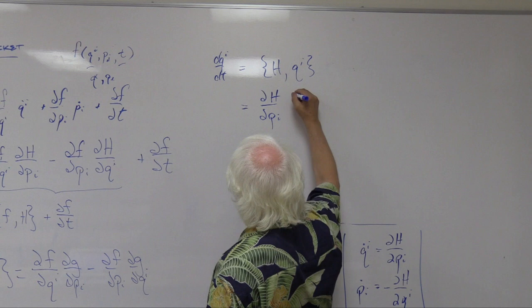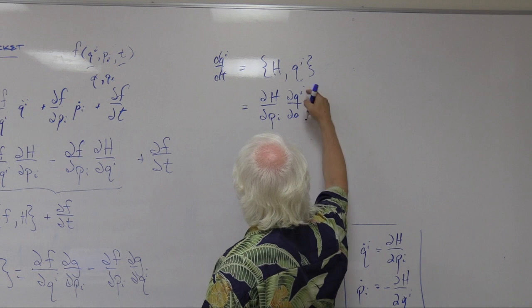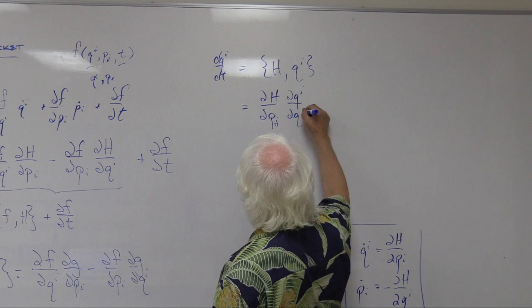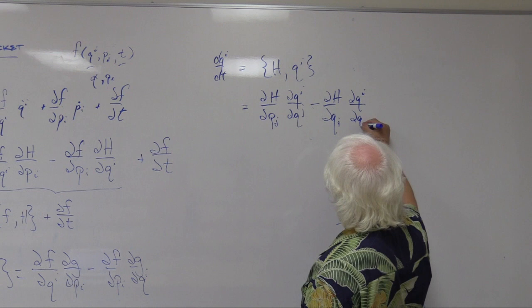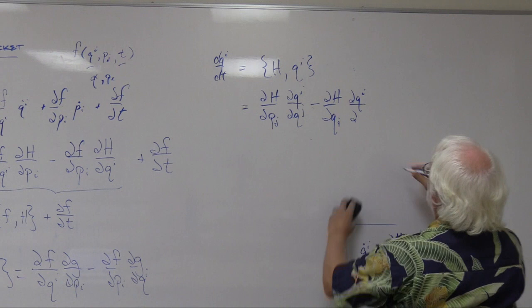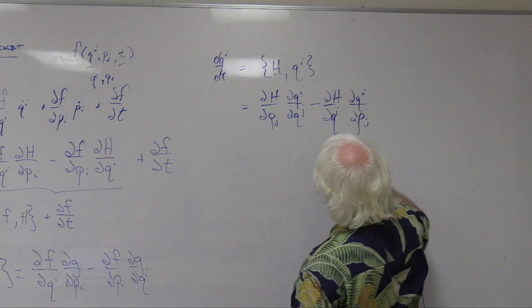Now we'll find out if this really worked. Partial of q_i with respect to q_j, minus partial H with respect to q_j, partial of q_i with respect to p_j. Sorry, p. We're on the p's now. Let's get our indices in the right position. Okay. Everybody with me here? Yeah. All right.